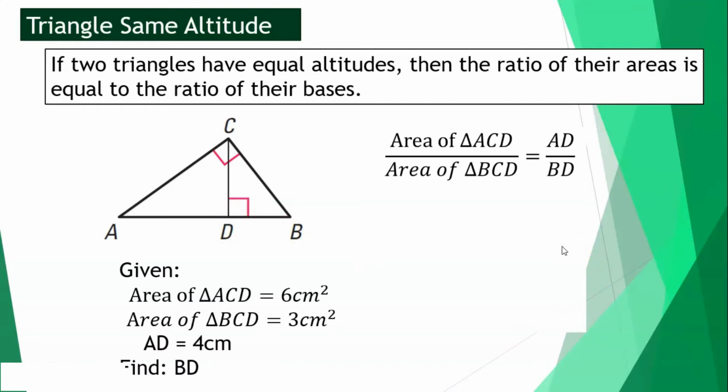So with this, we can have this proportion: area of triangle ACD over area of triangle BCD is equal to AD over BD. Again, this is derived from this property. So let's substitute. This is 6/3 equals 4 over BD. So simplifying, BD here would be 2 centimeters. Okay, another.